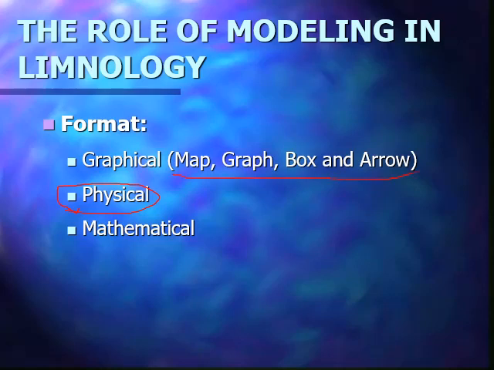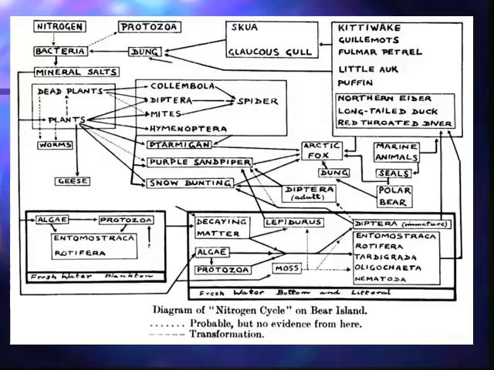You can have a graphical type of model, a number of types of those. You can have mathematical models, which you do on a computer. And you try to predict what might happen if you change some variable. So here's a graphical model of Bear Island. This is the nitrogen cycle. So here's nitrogen coming into the environment. So they're kind of just tracing it through the environment.